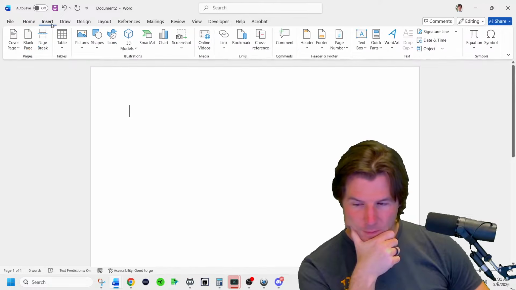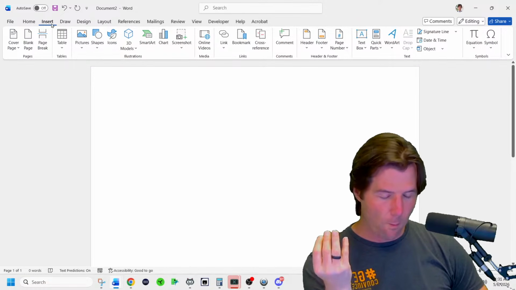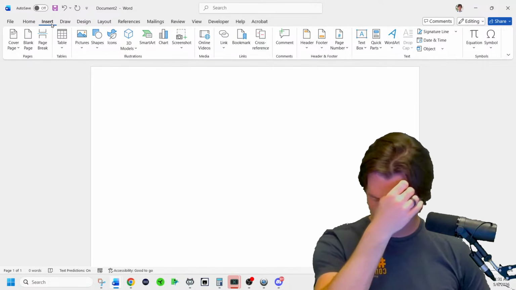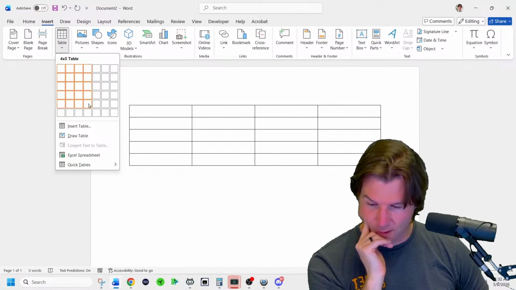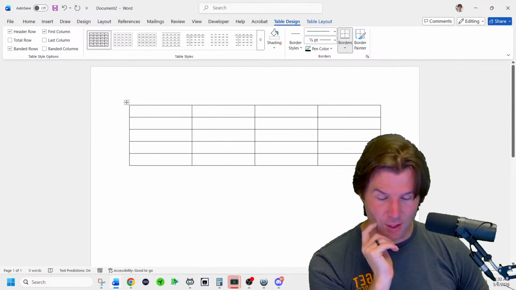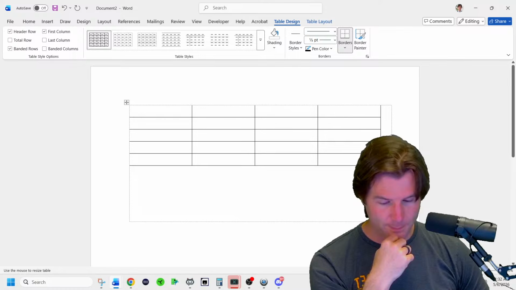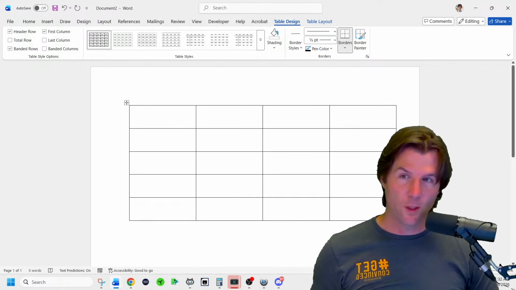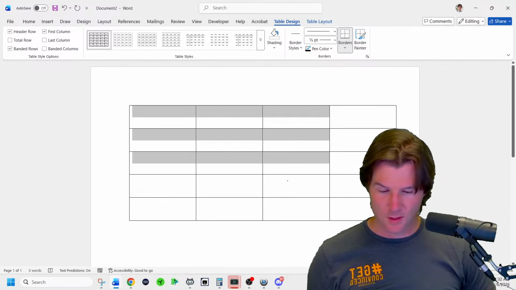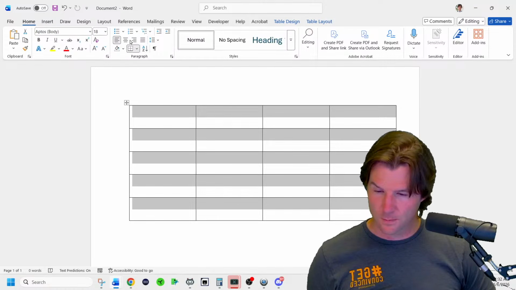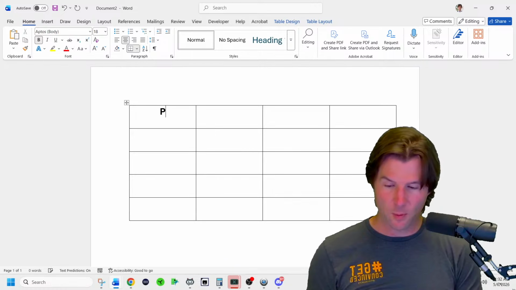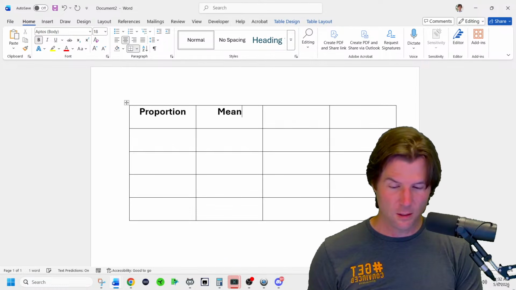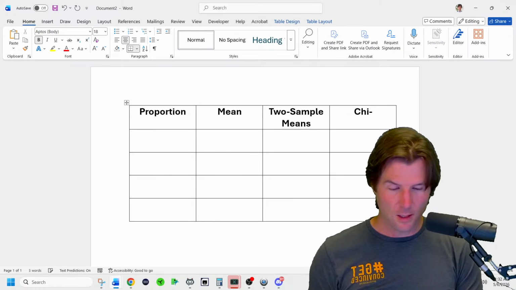Let's make a table. So we need 4 tests, or four columns, and then we need 5 rows. 4 columns, 1, 2, 3, and 5 rows. Great job with the points. Okay. So the 4 different tests that we learned were, and let's center this, proportion, mean, 2 sample means, and chi-squared test.